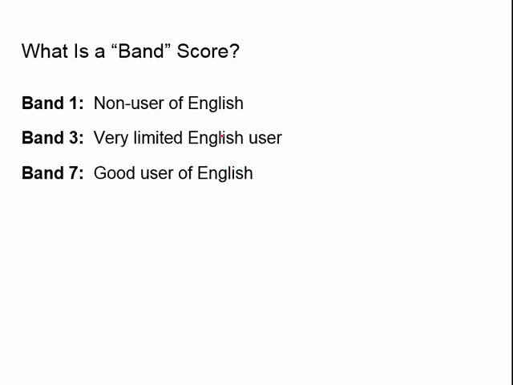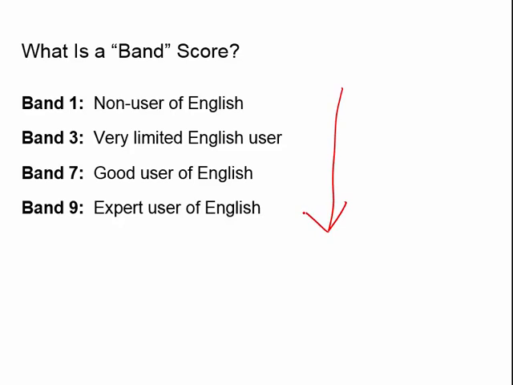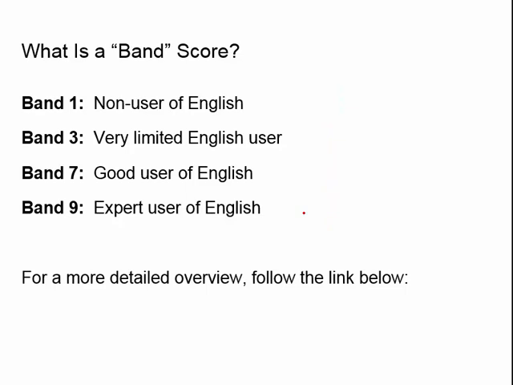As you go through the bands all the way up to 9, 9 is an expert user of English. So at each step along the way from 1 to 9 is a different level of English, and each level has its own set of characteristics or defining qualities that make a person that level or the next level. If you want to see a more detailed description of each band level in general for your overall scores, go to the link directly below and you can see a description from IELTS.